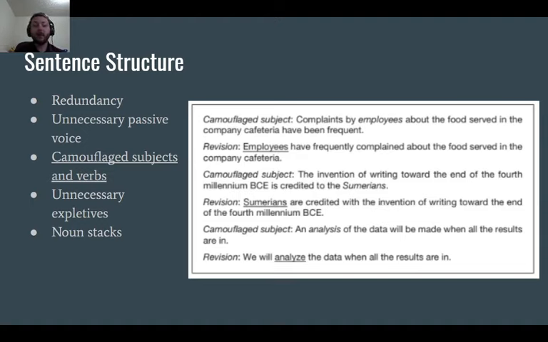So we go down to the revision: "Employees have frequently complained about the food served in the company cafeteria." It has employees at the beginning of the sentence, so there's more emphasis and more visibility on it, so it's not as muddled or clouded. This is something you really want to look for when you are doing technical writing, to make sure things are very clearly stated.